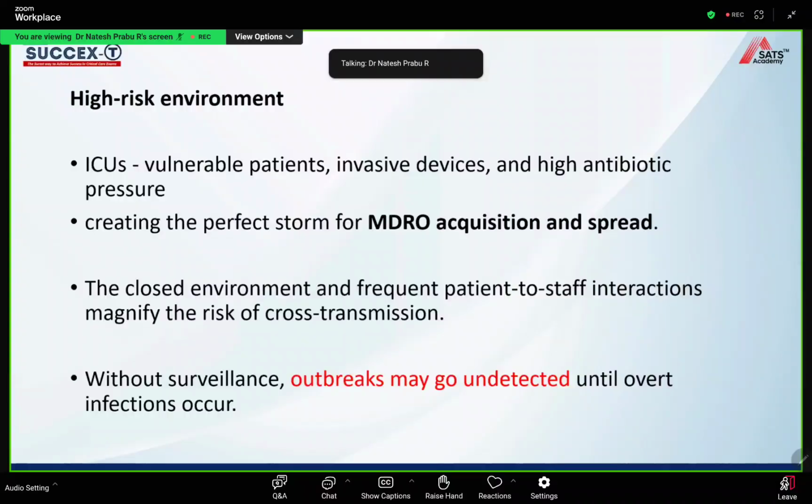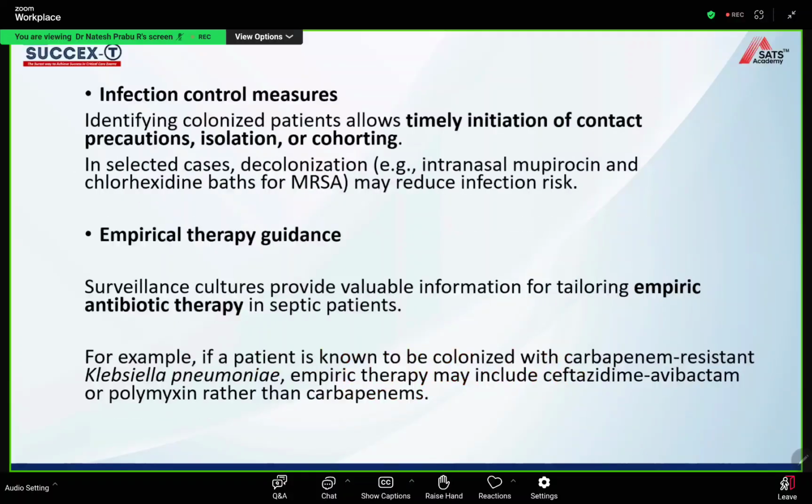Without surveillance, outbreaks can happen, which may go undetected until overt infections occur. This also helps in infection control measures. Why? Because identifying colonized patients allows timely initiation of contact precautions, isolation, or intranasal mupirocin and chlorhexidine baths for MRSA, which may reduce infection risk.